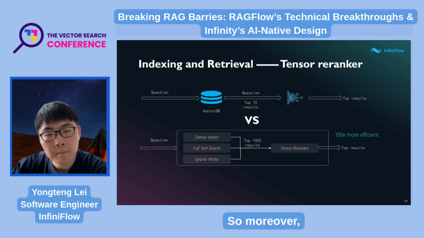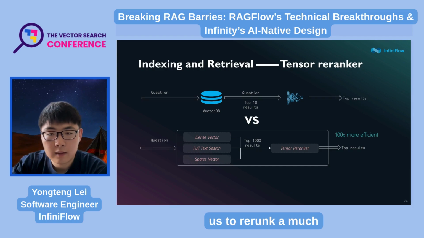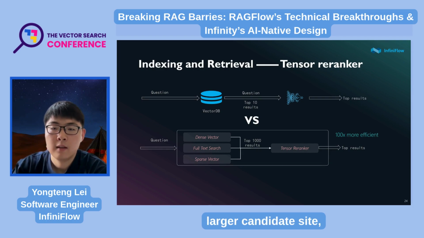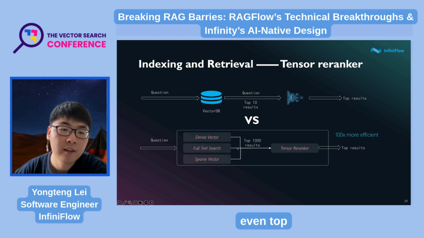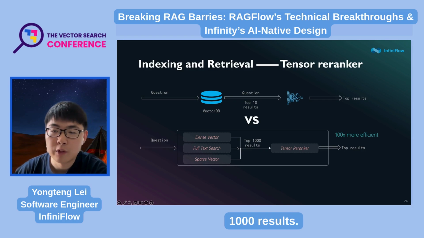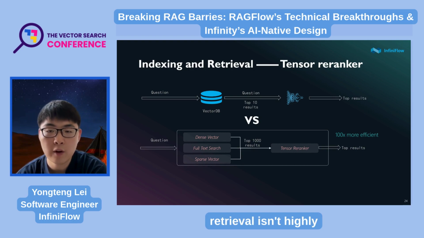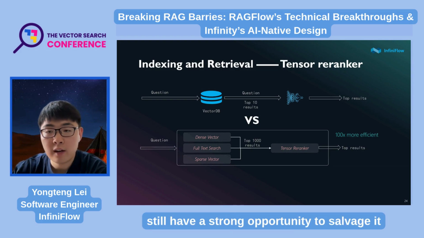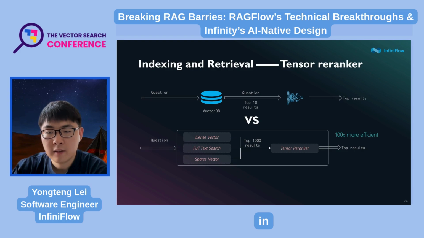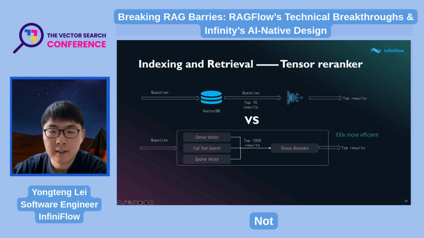Moreover, tensor ranking also allows us to re-rank a much larger candidate set, let's say the top 100 or even top 1000 results. This means that even if the initial retrieval isn't highly accurate, we still have a strong opportunity to salvage it in the ranking stage.